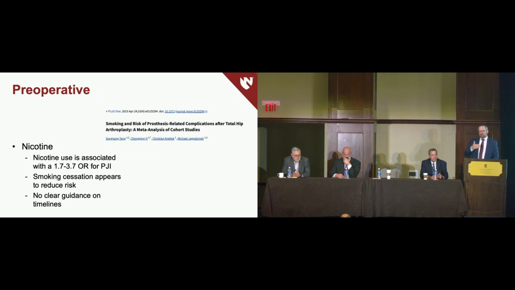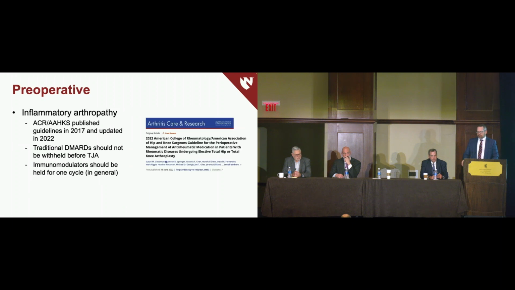I just tell the patients, look, there are a lot of risk factors that we can't control, and there are some that we can. This is a risk factor that we definitely can control. It is nicotine products in general. It's not just smoking. So I make sure my patients are completely abstaining from nicotine for 6 weeks prior to elective surgery. And then inflammatory arthropathy.